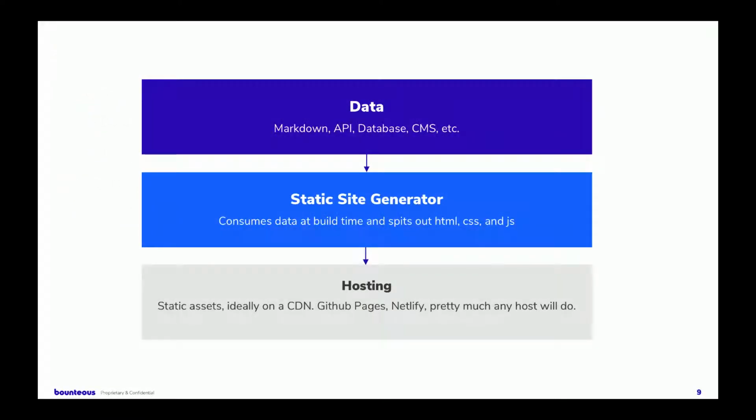So this is just kind of, again, thinking of the pieces of the puzzle here a little bit. So you have your data, and what that is can vary quite a bit depending on the tool or depending on your needs. And then you have your static site generator tool that takes that data and then spits out the static build, just a bunch of assets, and then you're going to host that somewhere. Ideally, it would be on a CDN, something nice and fast. But at the end of the day, pretty much any host can take HTML and CSS and serve that up for you.